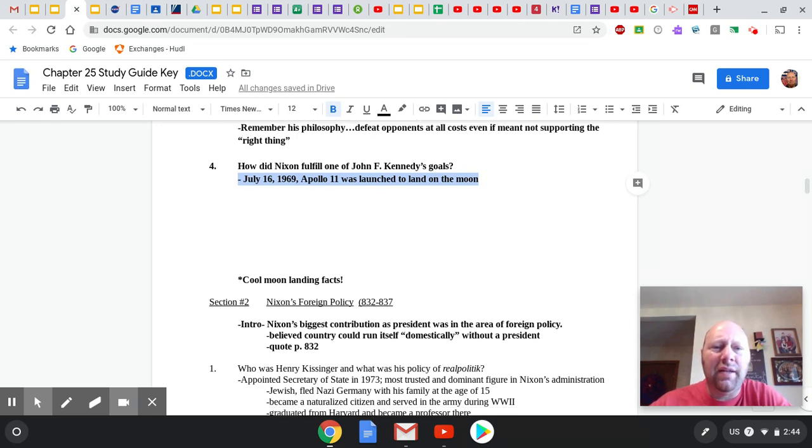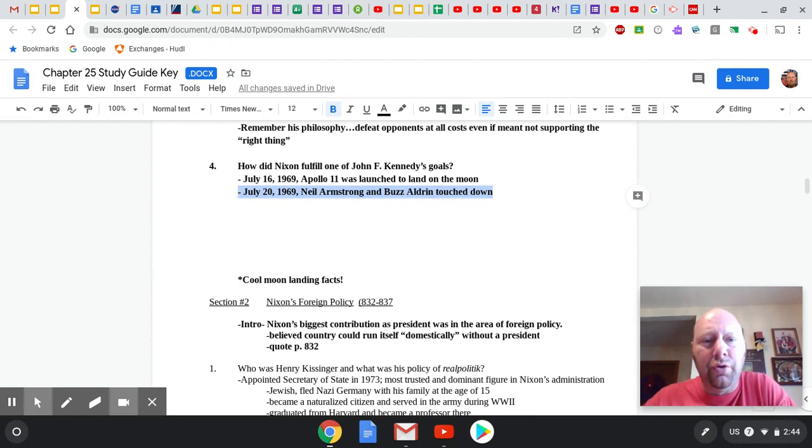On July 16th, 1969, Apollo 11 was launched from Cape Canaveral in Florida. Its goal was to get to the moon, about 240,000 miles away. It's going to take a couple of days just to get there. On July 20th of 1969, and we just celebrated the 50th anniversary of this happening last year, so there were a lot of things in the news about it.